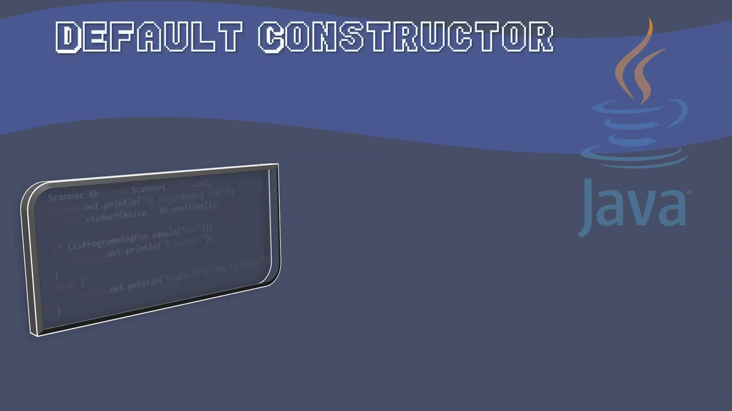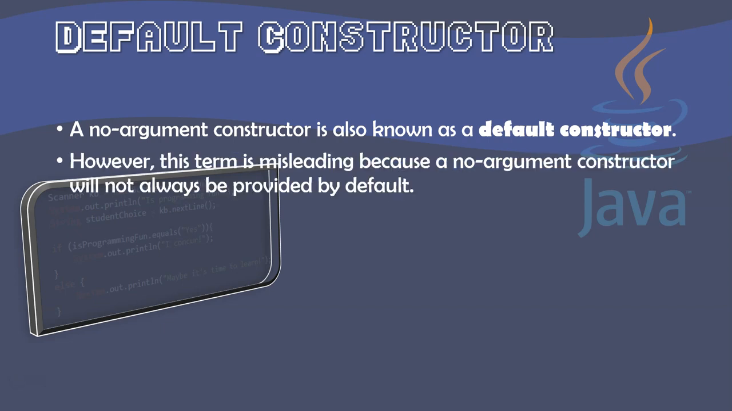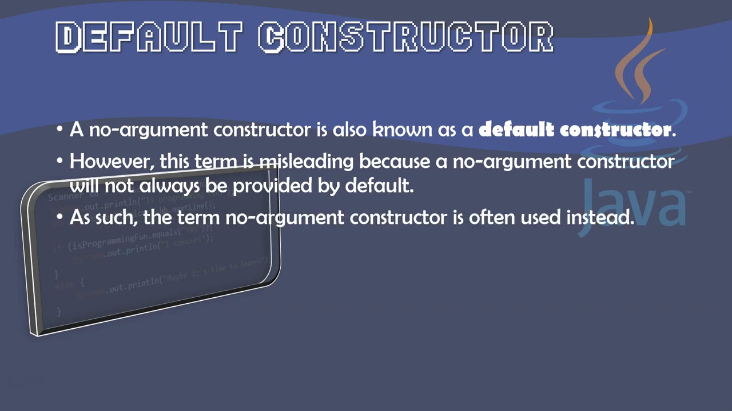And that's going to lead to our last thing, which is talking about the default constructor. A no-argument constructor is also known sometimes as the default constructor because it's what Java is going to attempt to use in your programs. However, this term can be misleading because a no-argument constructor will not always be provided by default. As we just talked about, if you don't have that code in there, it's going to lead to issues. As such, the term no-argument constructor is often used instead.